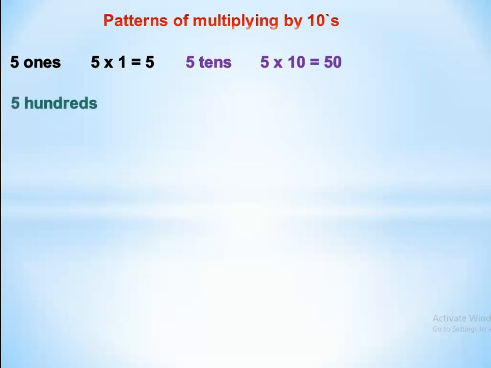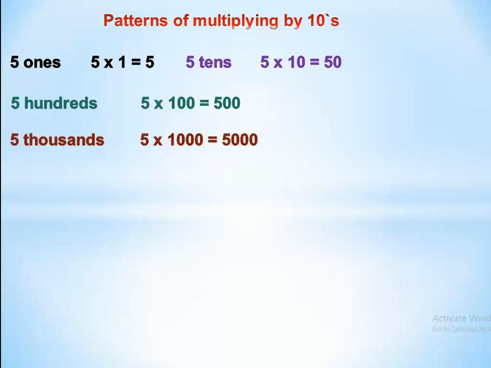Pattern of multiplying by tens. 5 ones equals 5 times 1, because ones has 1. 5 times 1 equals 5. 5 tens equals 5 times 10 equals 50. 500 equals 5 times 100. 5,000 is 5 times 1,000 equals 5,000. Complete.